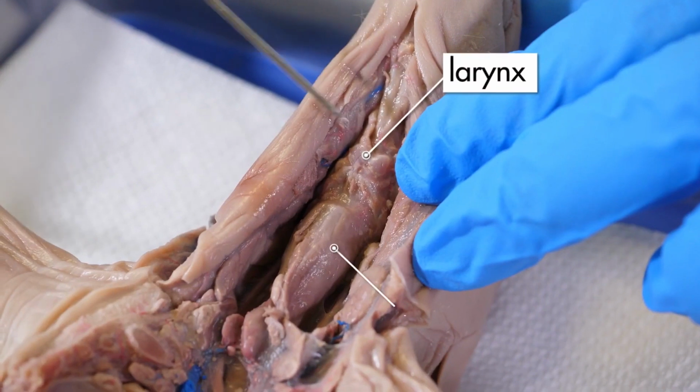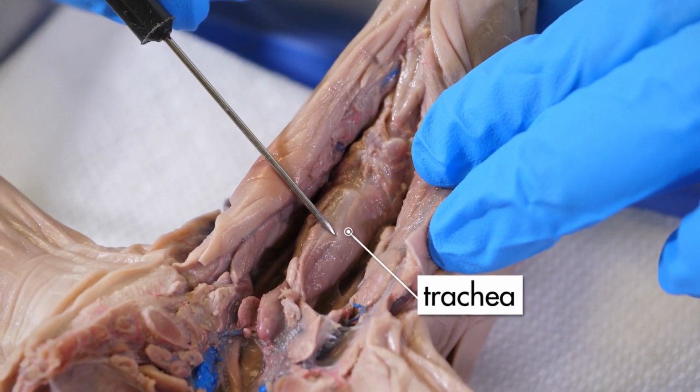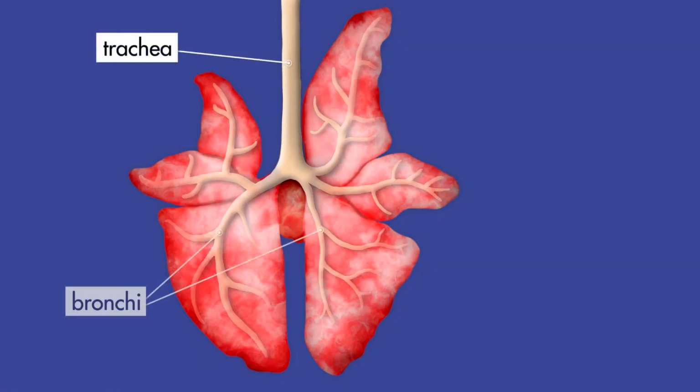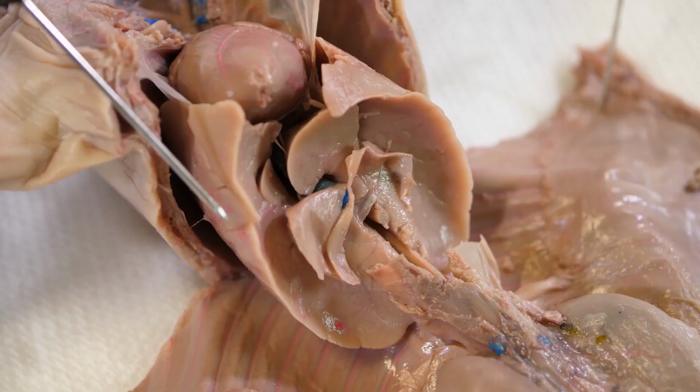From the larynx, air flows through the trachea. The trachea branches into 2 bronchi, which transport air to the lungs. Since the pig is a mammal, its lungs are the primary organs used for respiration.